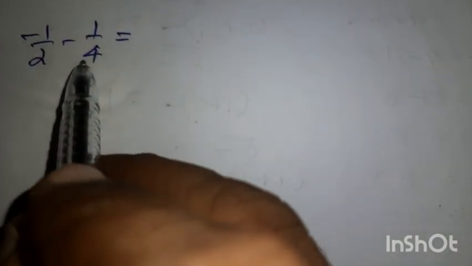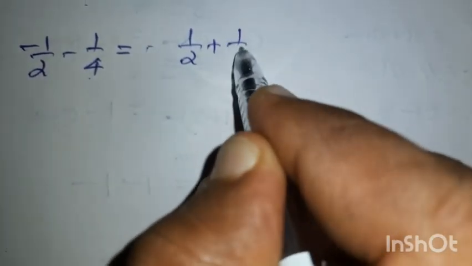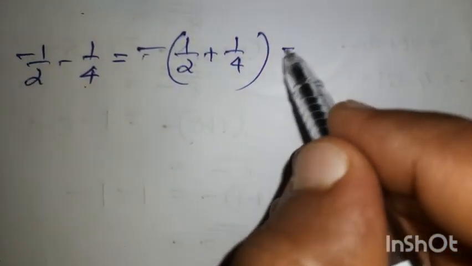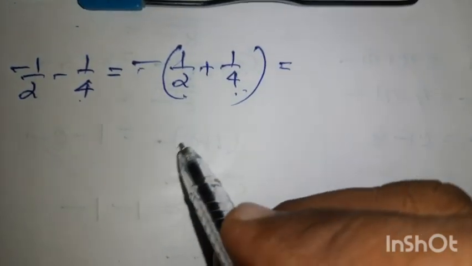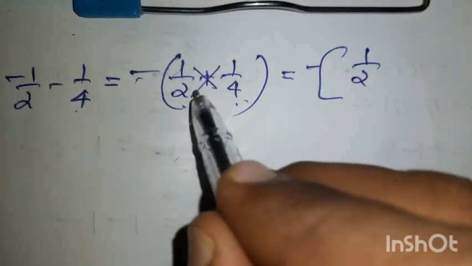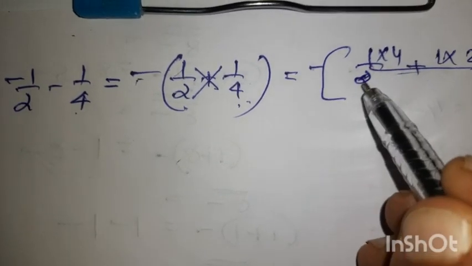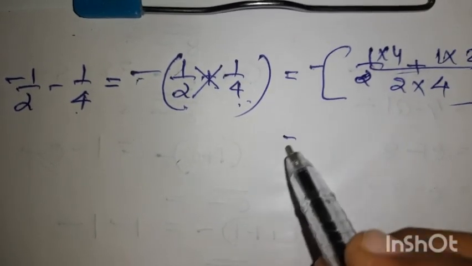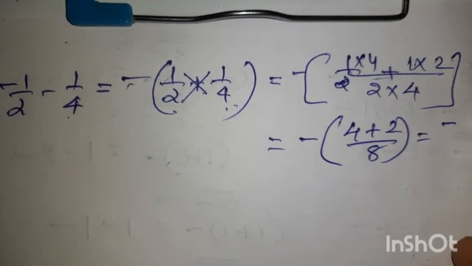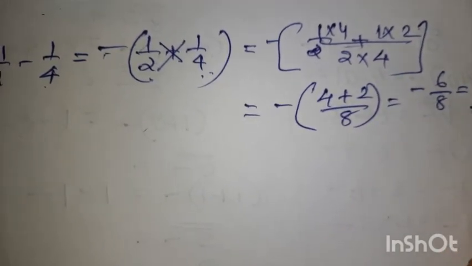Minus 1 by 2 minus 1 by 4. So both are minus. So you have to add the numbers. Minus of 1 by 2 plus 1 by 4. Then the denominator is different. Let us cross multiply it. 1 into 4 plus 1 into 2 divided by 2 into 4. So minus of 4 plus 2 by 8. Minus of 6 by 8. We can write it as minus 3 by 4.